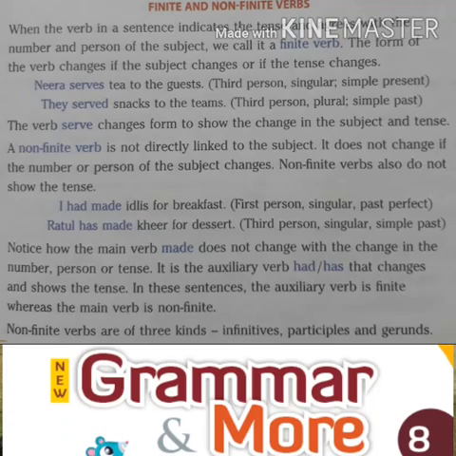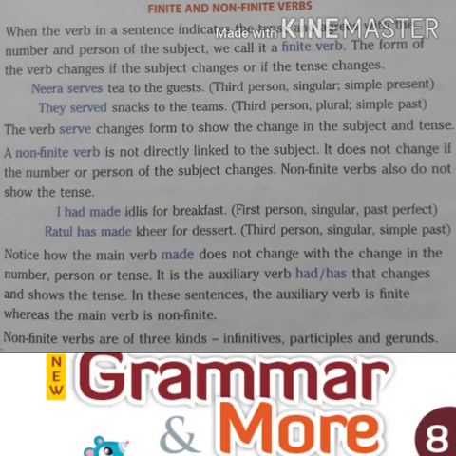Let's look at the next set of examples. I had made idlis for breakfast. Ratul has made kheer for dessert. So in these two sentences, which are the verbs, children? It is had made and has made. You can see that the verb made in these two sentences doesn't undergo any type of change. So made is a non-finite verb in these sentences, whereas had and has are auxiliary verbs and they undergo changes. So those auxiliary verbs are the finite verbs in these two sentences.